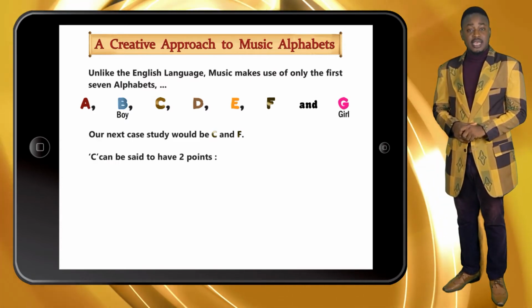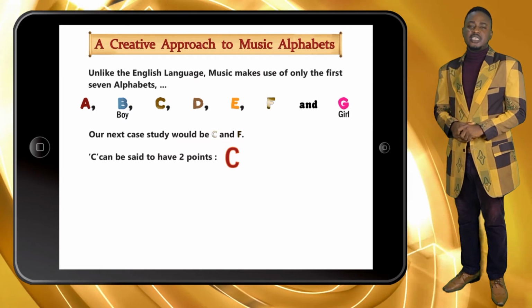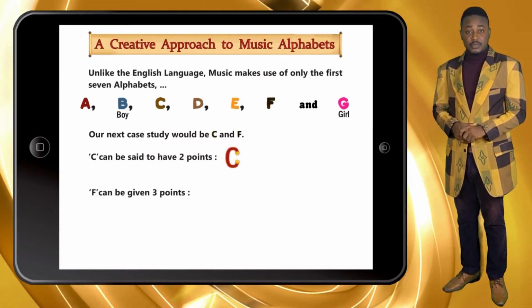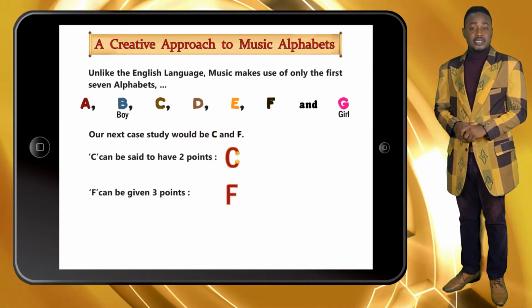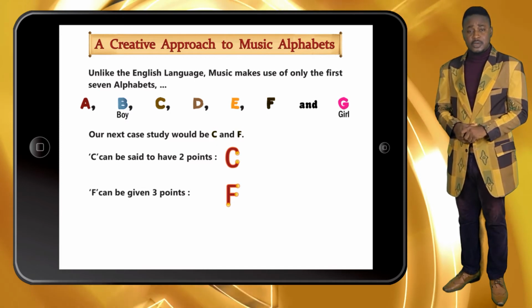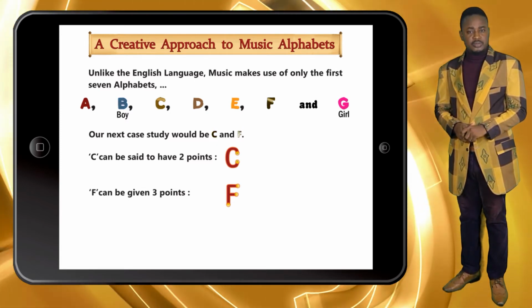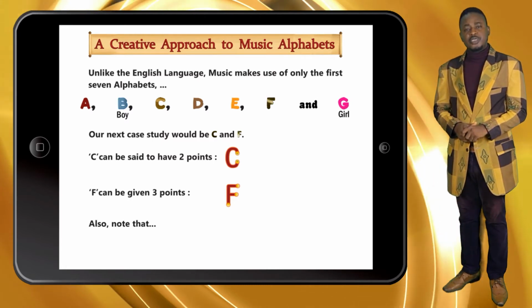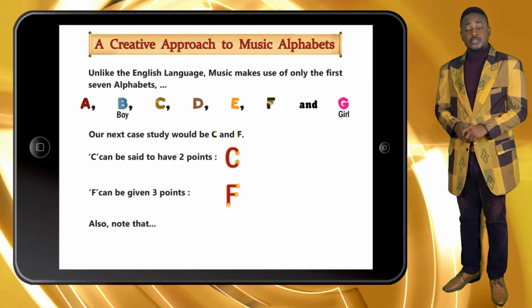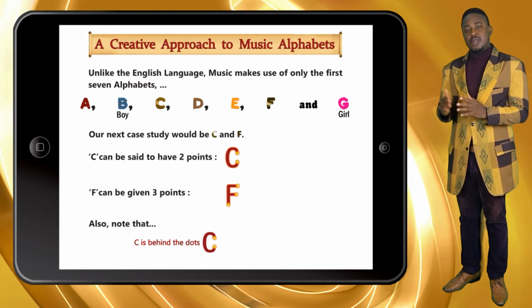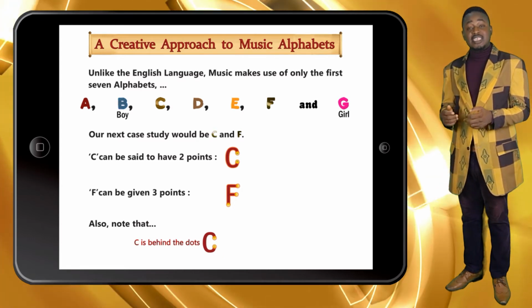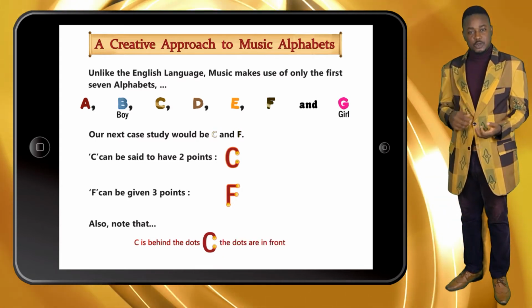Focusing on C and F, we can easily give C 2 points, and then we can give F 3 points, or 3 dots as I like to call it. Now this principle will help us in the long run. For example, when you focus on C, you will notice that the 2 dots on C are right in front of it, while the C itself is behind the 2 dots.